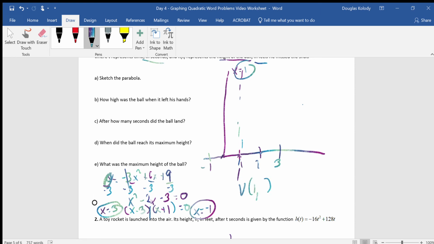Here's where the problems change between this homework problem and number one from your lesson. The original equation is different, so it's -3 times 1 squared plus 6 times 1 plus 9. So that's -3 plus 6 plus 9. 9 plus 6 is 15. 15 minus 3 is 12. So we have 1 comma 12. There's my vertex, 1 comma 12.